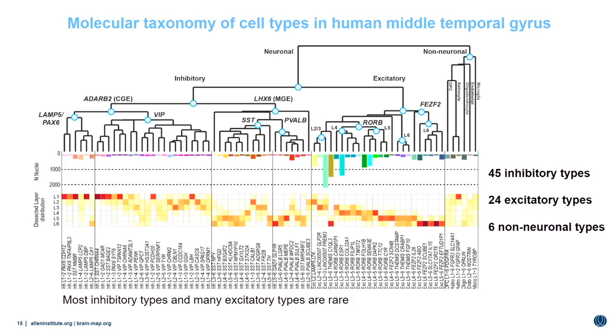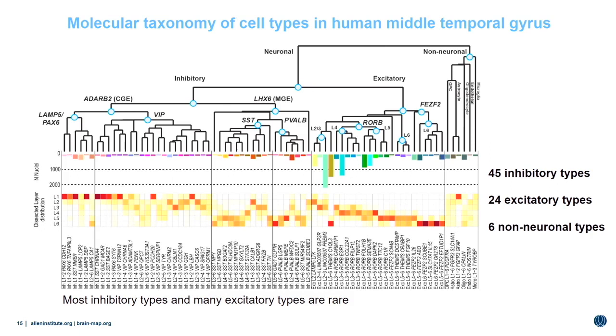Another feature that we noted was that many of the types have a laminar signature. Because our method makes use of microdissecting specific cortical layers, we can retain some layer of origin information for each nucleus that subsequently gets sequenced. And so we can say where those nuclei are enriched. The plot here is showing in red layers that have many nuclei that have come from that particular layer, and in white, essentially no nuclei have come from that particular layer for a given cluster.